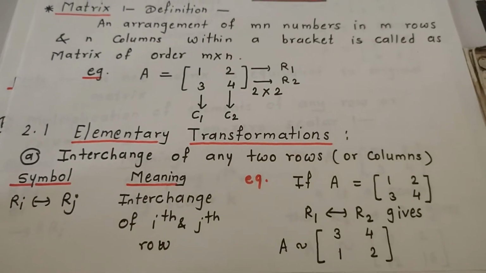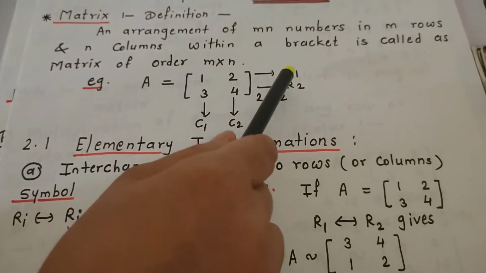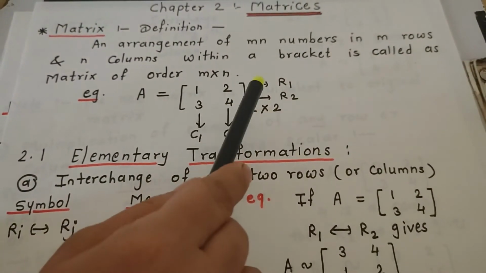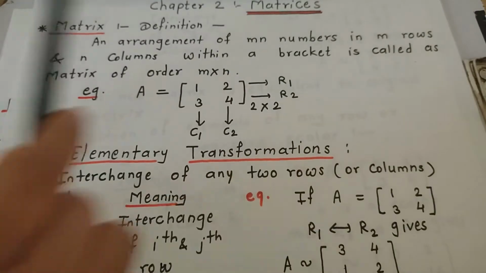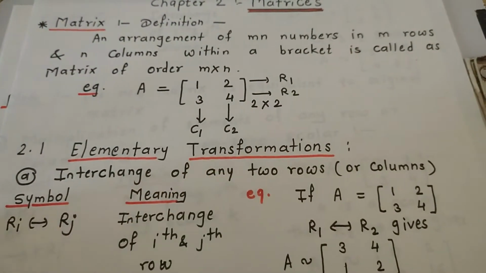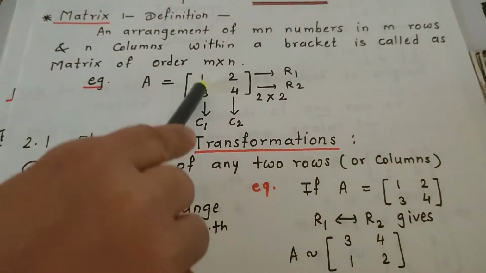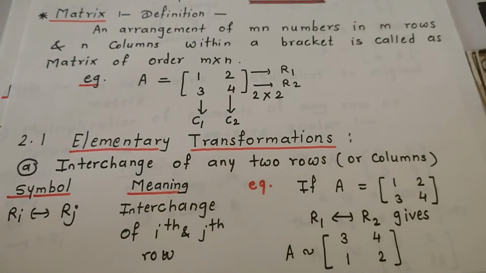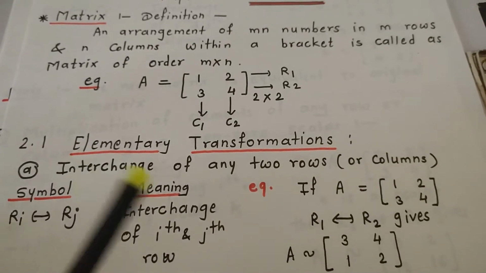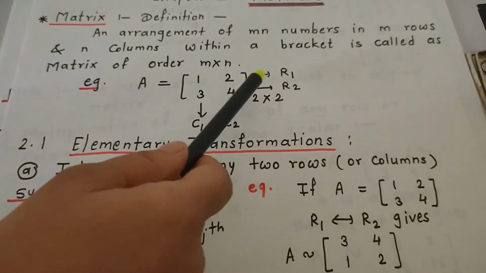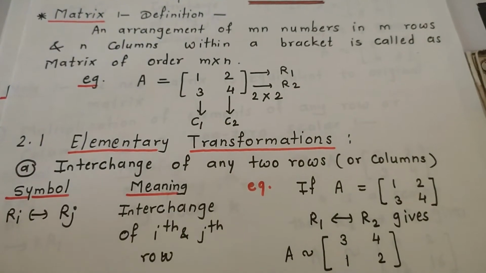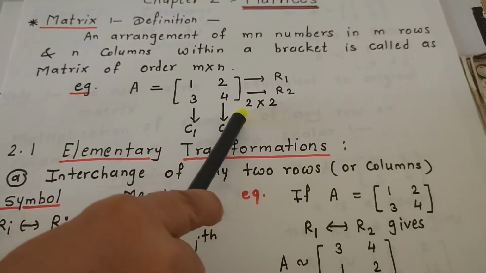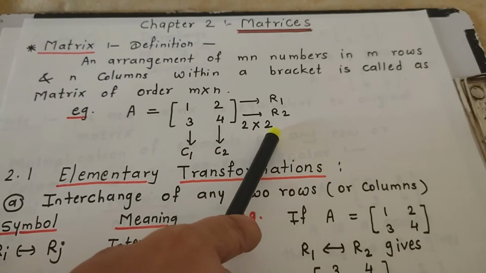Generally, rows and columns are denoted by capital letters R and C. In this matrix, the first row is denoted by R1 and the second row is denoted by R2. The first column is denoted by C1 and the second column is denoted by C2. Therefore, this matrix is formed by 2 rows and 2 columns, so the order of this matrix is 2 by 2. That is the number of rows into number of columns.